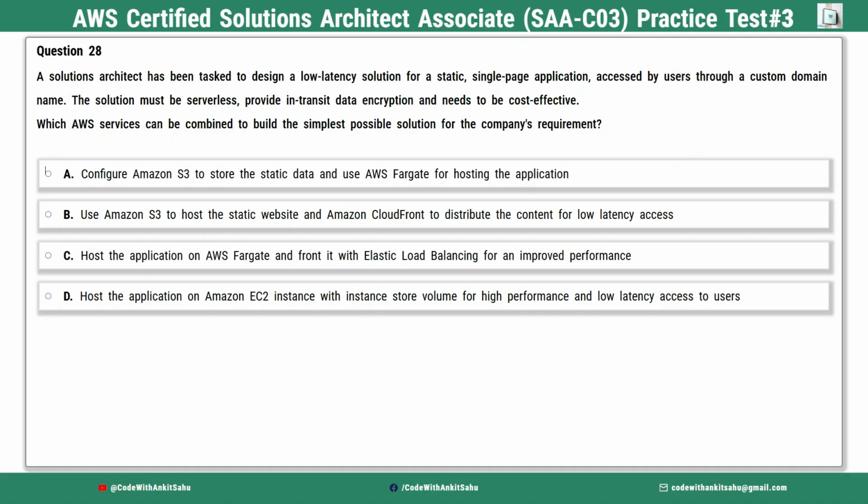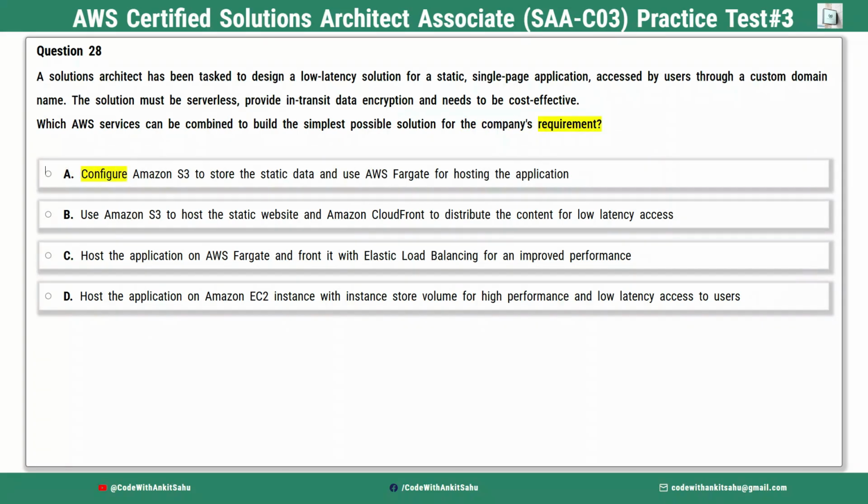Question 28. A solutions architect has been tasked to design a low-latency solution for a static, single-page application, accessed by users through a custom domain name. The solution must be serverless, provide in-transit data encryption, and needs to be cost-effective. Which AWS services can be combined to build the simplest possible solution for the company's requirement?